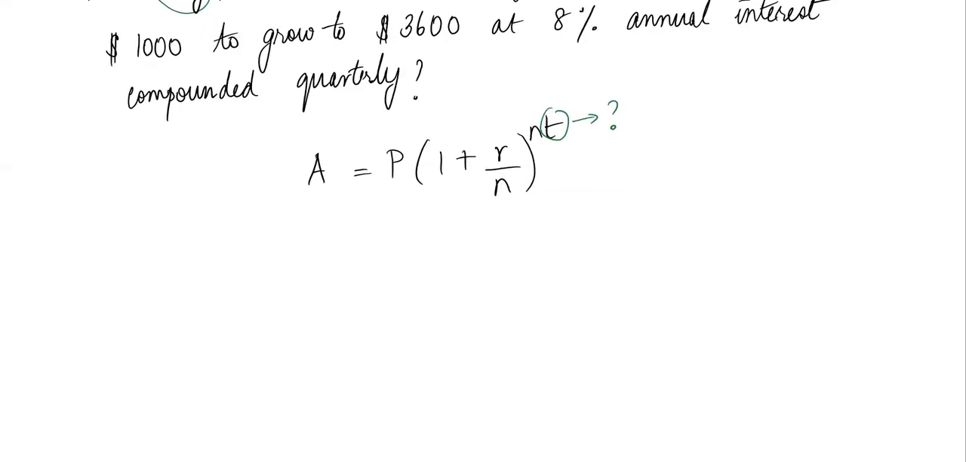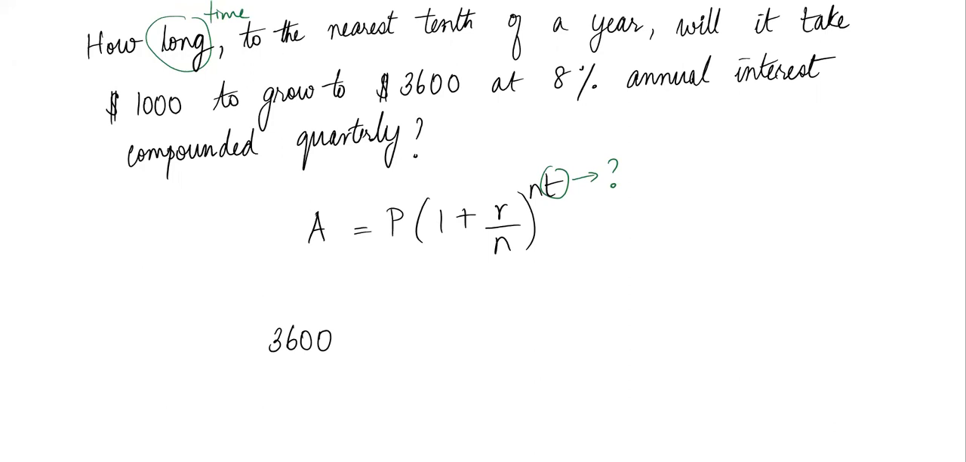So in order to solve for t, something that is in the exponent, to bring it down from the exponent, logarithm is the only operation that helps you to solve for that variable. Okay? All right, let's plug in for all that we know. A is 3,600 because you want it to grow to 3,600. That's a future value. The current investment is 1,000, so that is your principal. 1 plus the rate of the interest is 8%, so remember to change it to 0.08. And it's compounded quarterly, so your n is 4.